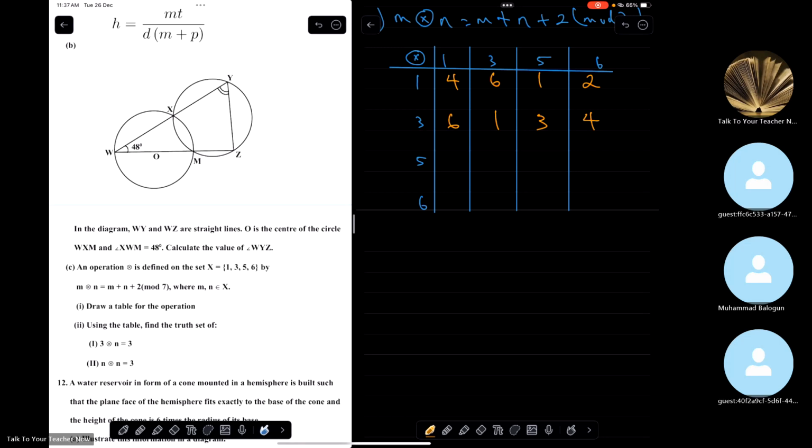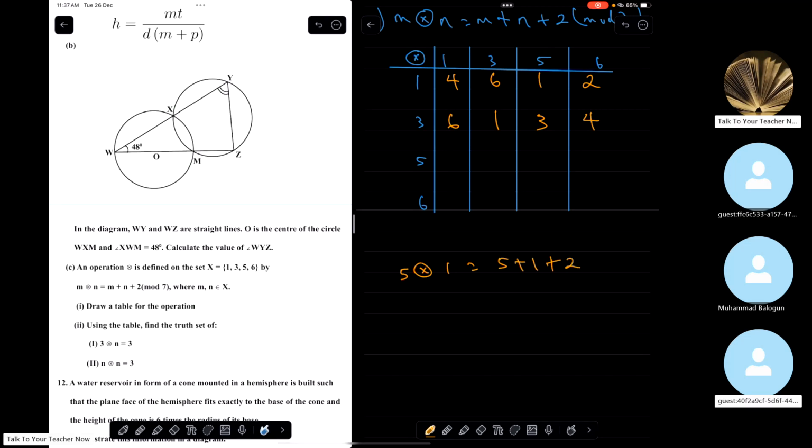Let Ajara do it. Ajara, let's go. 5 circle times 1 is what? 5 plus 1 plus 2. 6 plus 2, 8. Mod 7, that's 8 minus 7, 1. So that's what you write.